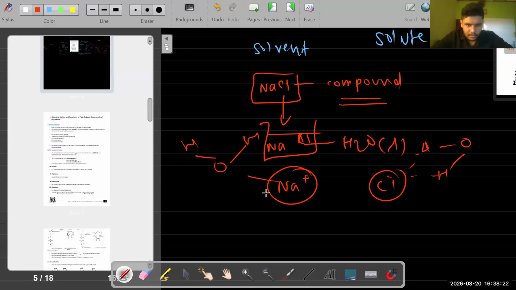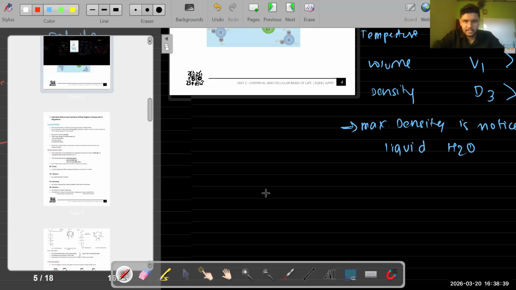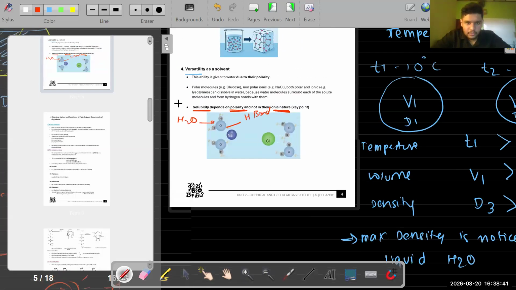Understood, right? You understood both solubility and ionic nature. Ionic nature means the ability to separate into ions. Solubility means the ability to dissolve. So those two are understood. If it is clear, then done. Now, solubility depends on polarity, not on the ionic nature. This solubility depends on the polarity of the solvent, not on the ionic nature of the solute.